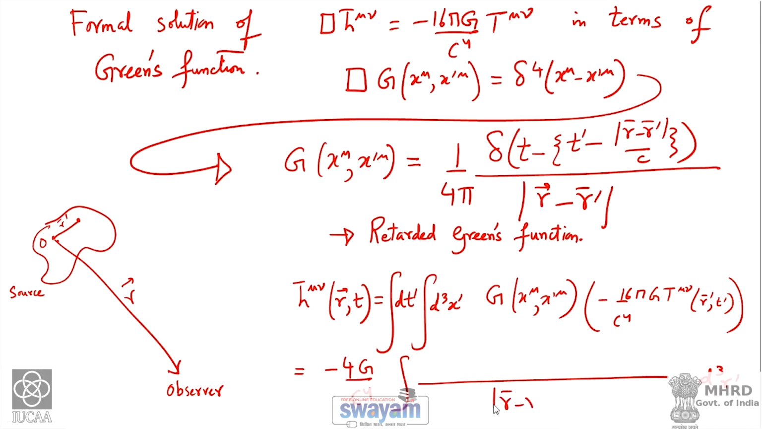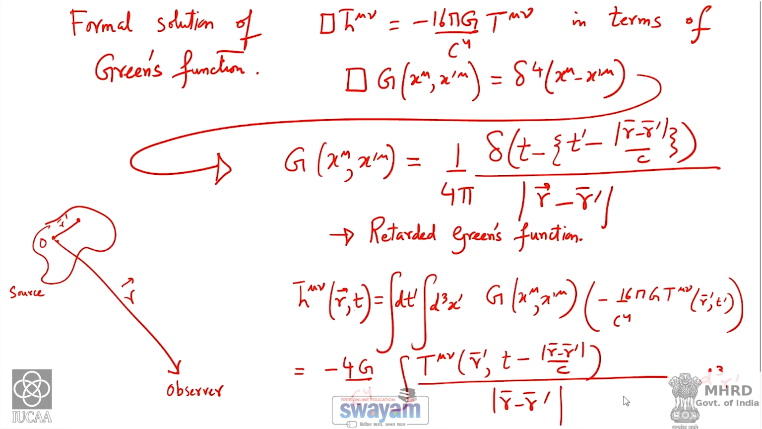So, r minus r prime, and my T mu nu is now a function of r prime, but t prime, because of the delta function time integral, t prime has been replaced because of the Dirac delta as t minus r minus r prime divided by c. So, it is this which tells me that the trace reverse metric fluctuation, if I observe at r at time t, then it is the retarded time, what happened at t minus mod r minus r prime by c, that decides.